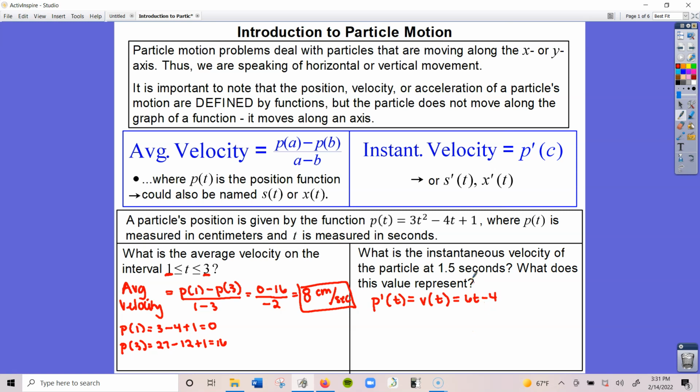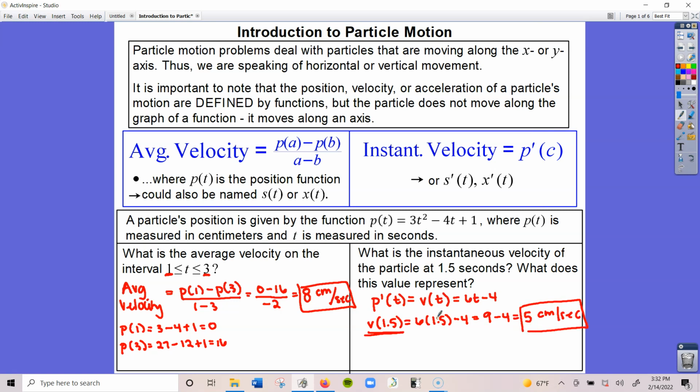So now when I plug in 1.5, so v of 1.5, or you can write p prime of 1.5, both are the same, it is going to be 6 times 1.5 minus 4. 6 times 1.5 is 9. And 9 minus 4 is 5. And again, this represents my velocity. And my units for velocity are centimeters per second.